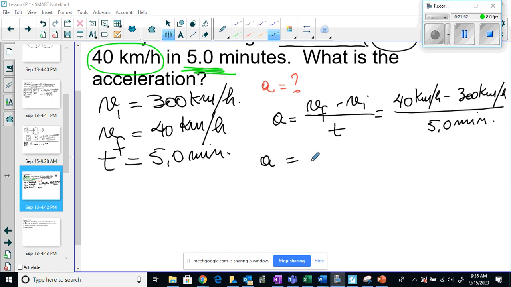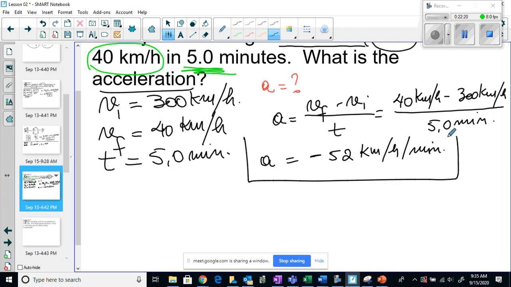You should have negative 52 kilometers per hour per minute. Do you have this number, guys? And again, as I said, since they are not stating what units you are looking for the acceleration in, you can leave it like this. It's fine. When they are not stating, you are okay.